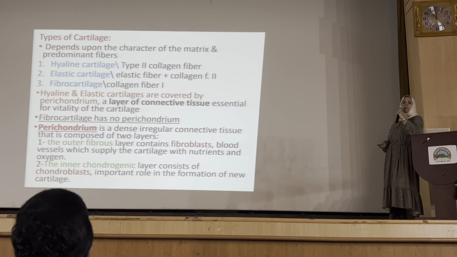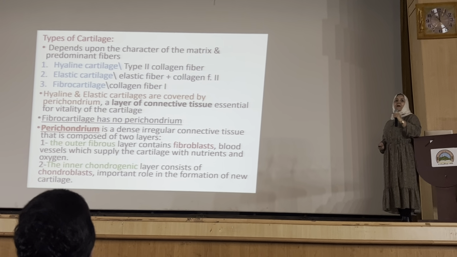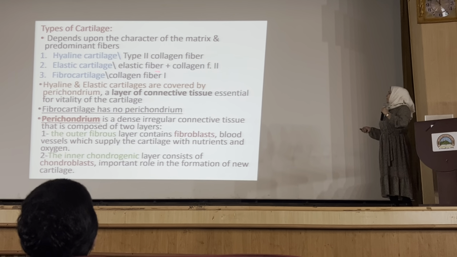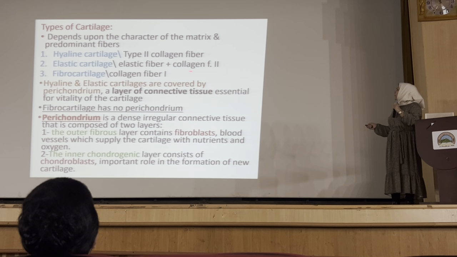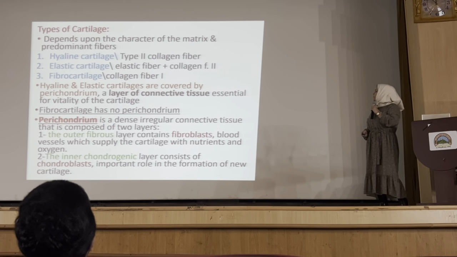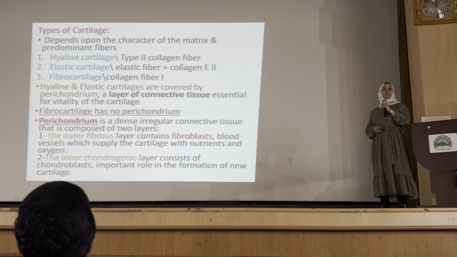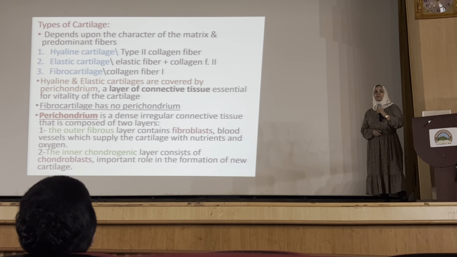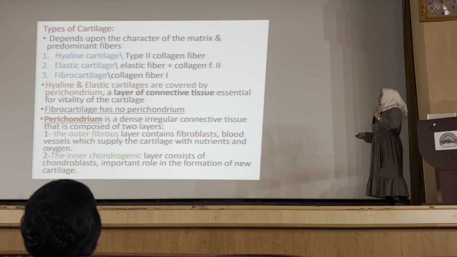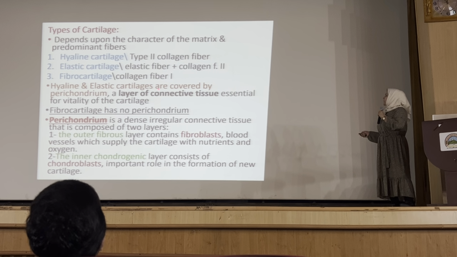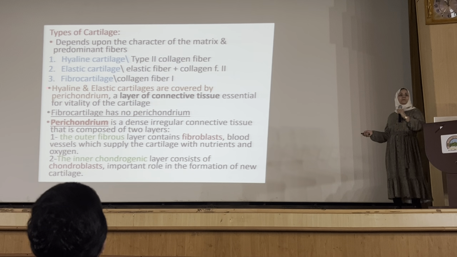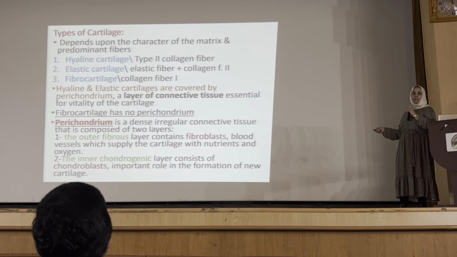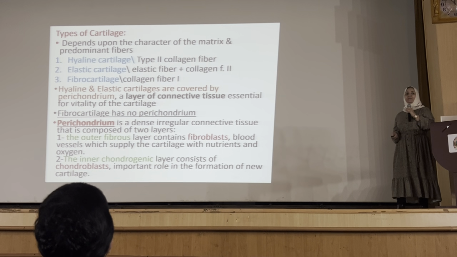Collagen type 2 is found in both hyaline and elastic cartilage, but in elastic cartilage the main fiber is the elastic fiber plus collagen fiber type 2. From outside, both hyaline and elastic cartilage are covered by a layer of connective tissue called perichondrium.